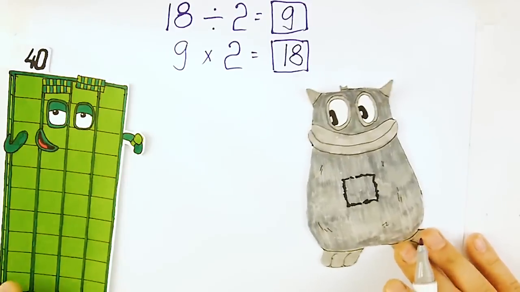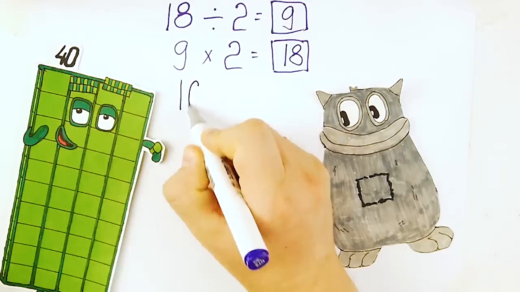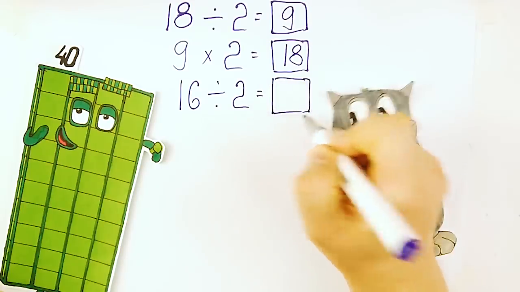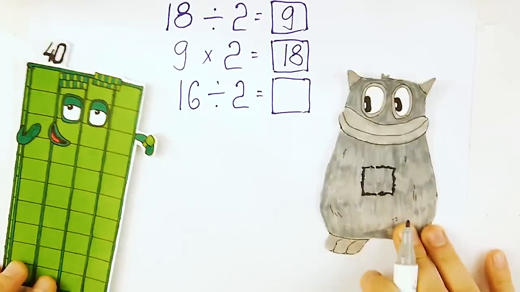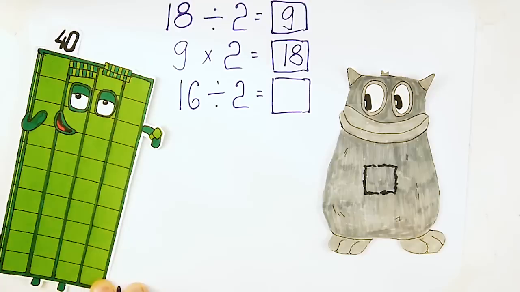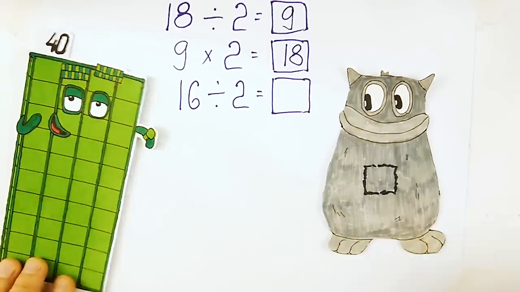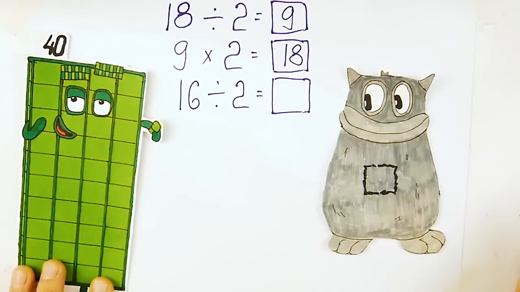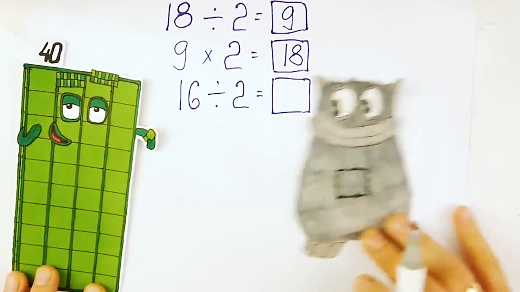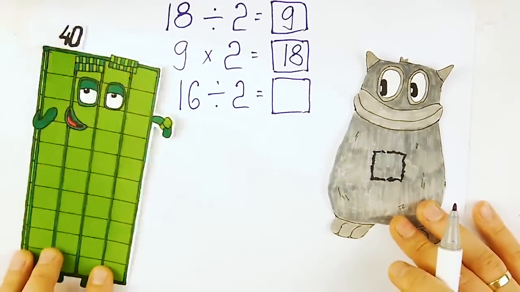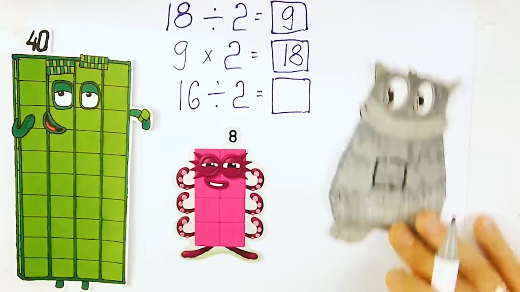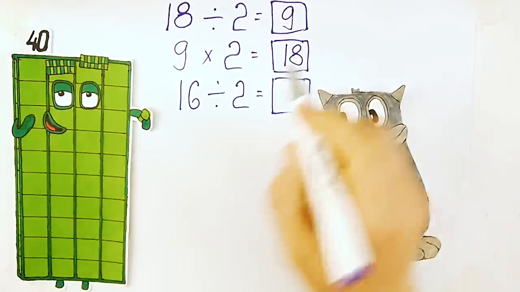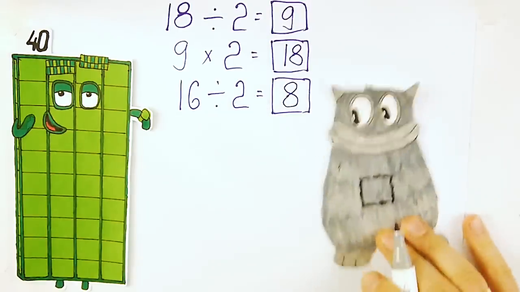Good. Next example for you. Okay. 16 divide into 2 equals yum. Which number block is missing? 16 divide into 2. Maybe. No. I think. Your answer? Okay. My answer is number 8. Of course, good. 8 is right answer, of course. 16 divided into 2 equals number 8.